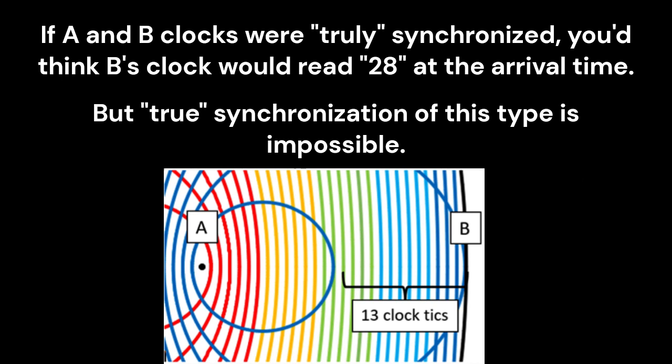Now, if A and B clocks were truly synchronized, in quotes, you'd think that B's clock would read 28 at the arrival time, but true synchronization of this type is impossible. If it did read 28 when it arrived, then clearly the speed of light would be measured to be different in the 2 directions. I mean, it's the same distance both ways. It would take 28 clock ticks to go one way and only 2 clock ticks to go the other. So clearly the speed of light would be measured to be different speeds in 2 different directions.